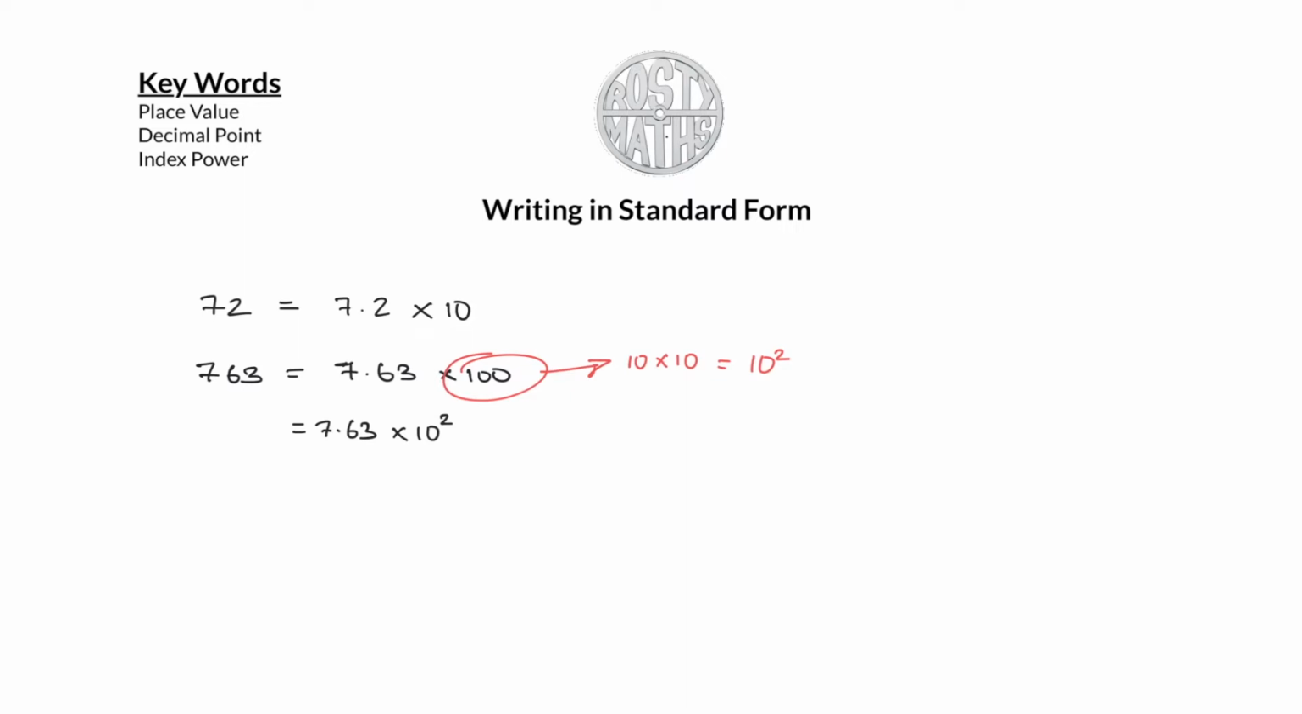Now, believe it or not, this is what standard form looks like. I also want you to notice a little clue here. Notice that the number of zeros is replicated in the power there. 10 to the power of 3 is 1,000 and so on.